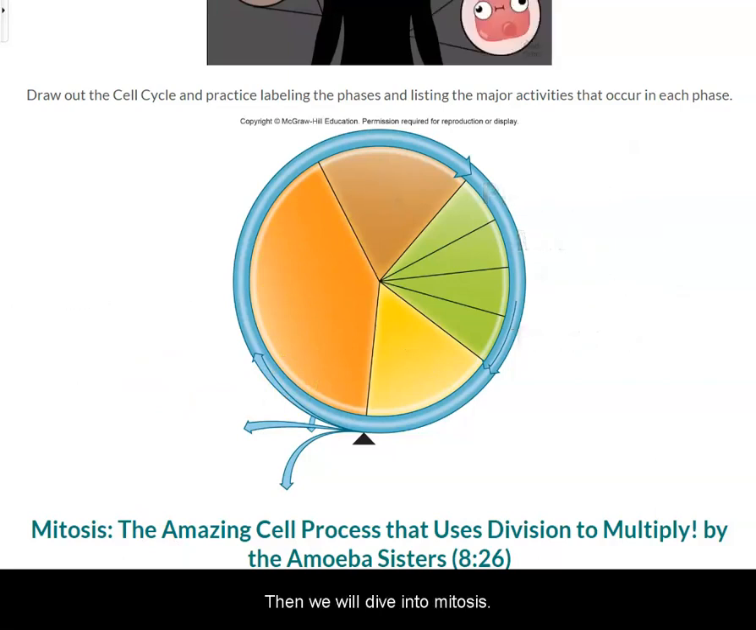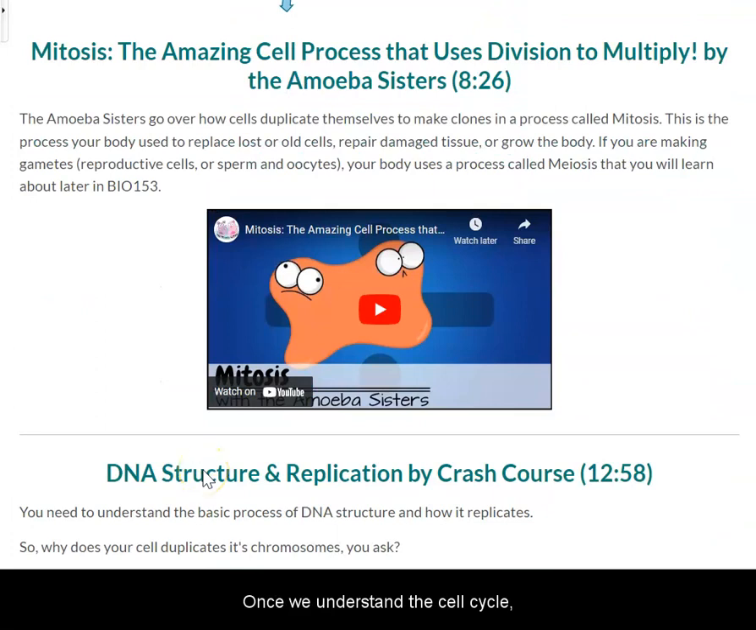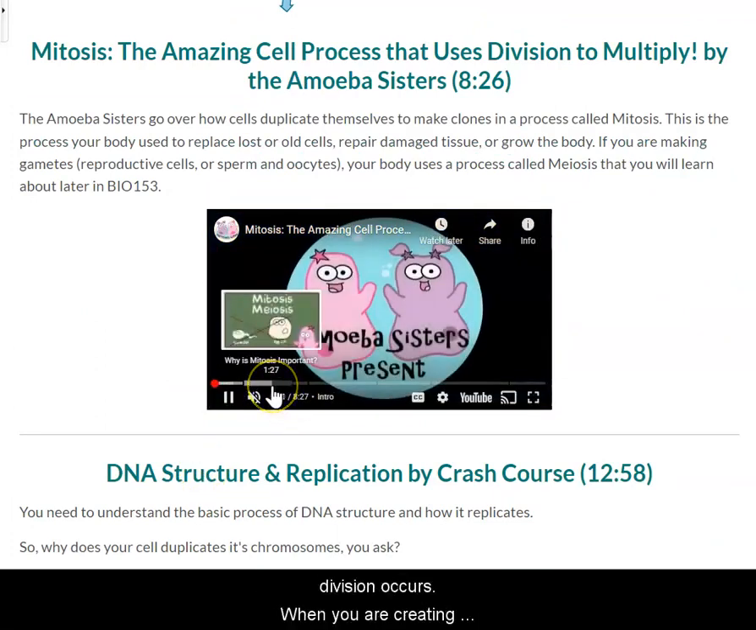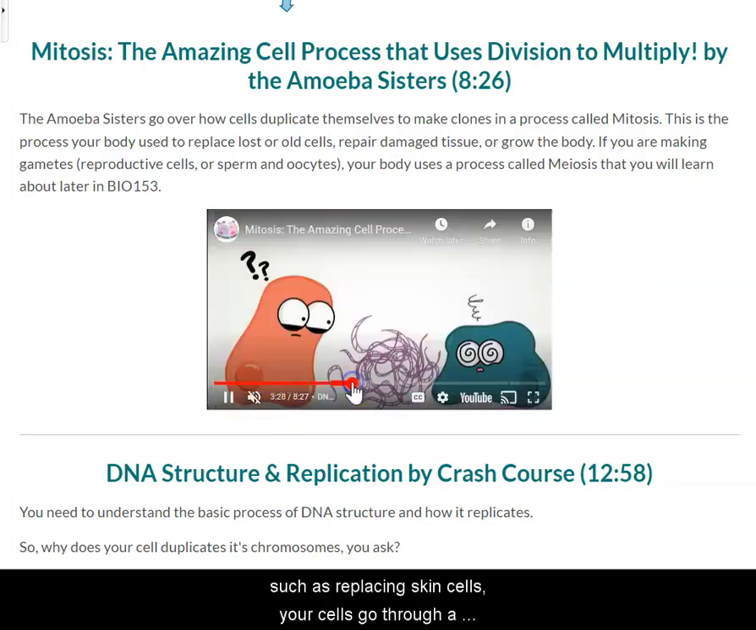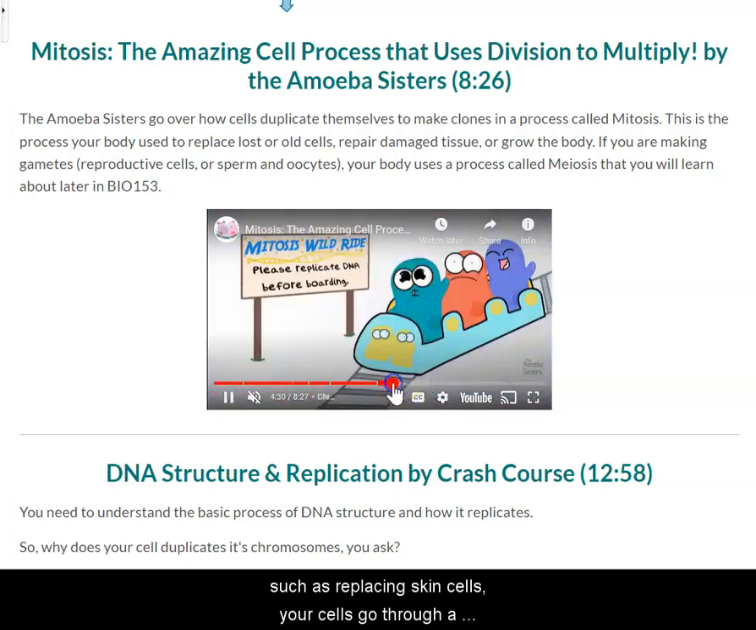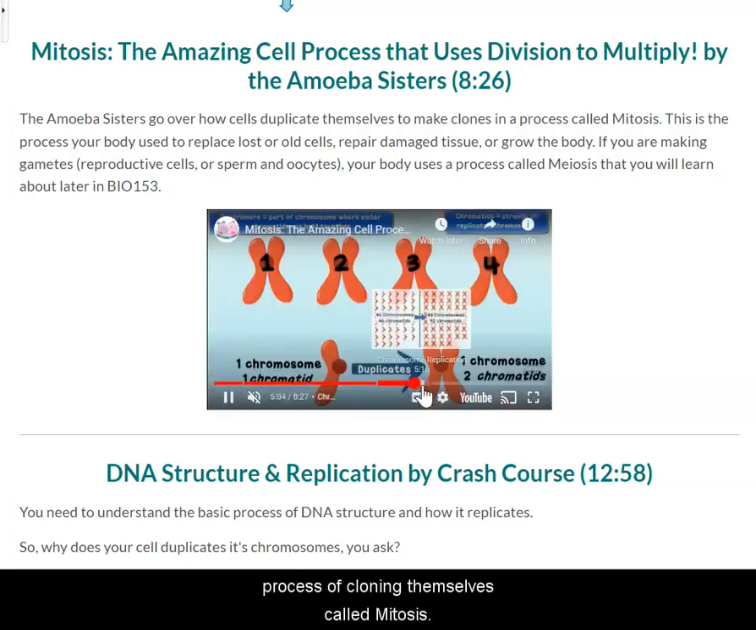Then we will dive into mitosis. Once we understand the cell cycle, we dig in deeper into the part of the cell cycle where cell division occurs. When you are creating somatic cells or body cells, such as replacing skin cells, your cells go through a process of cloning themselves called mitosis.